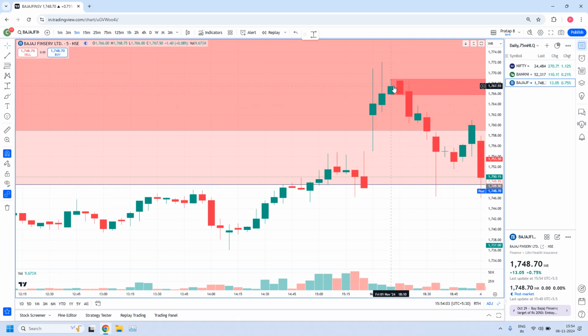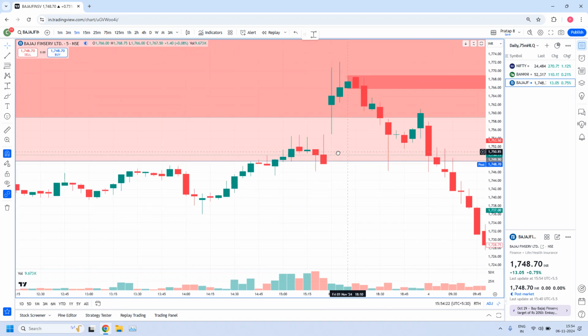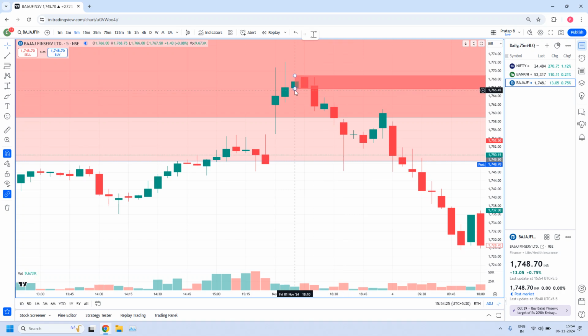But why I didn't draw this zone? The reason is it is a retail trader zone. You may ask a question, how can you say it is a retail trader zone? Why it is not an institutional zone? Because this zone is created on the special trading session. This is on the Diwali day special trading session.